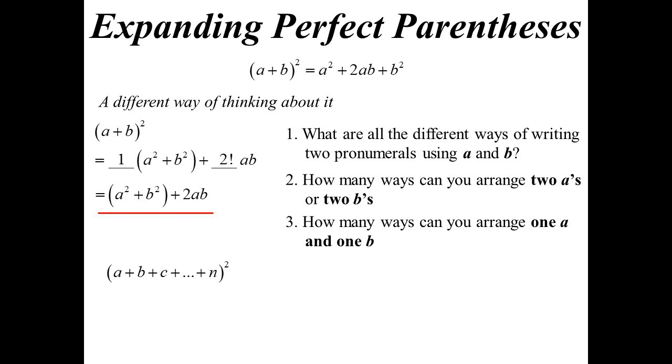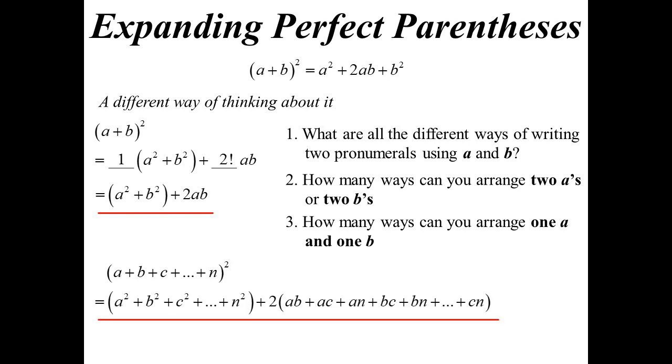Well, I could write an a times an a, b times b, c times c, and all the ways up to n times n. But then I could go a times b, a times c, a times d, a times n, but then you'd also have b times c, b times d, b times n, and we could keep going. There'd be all these different pairings. But how many ways can we arrange them? That's still the same.